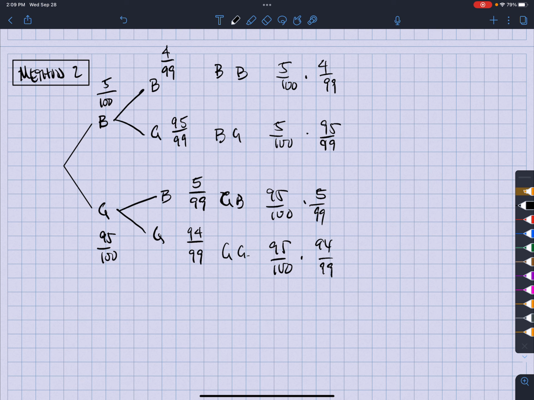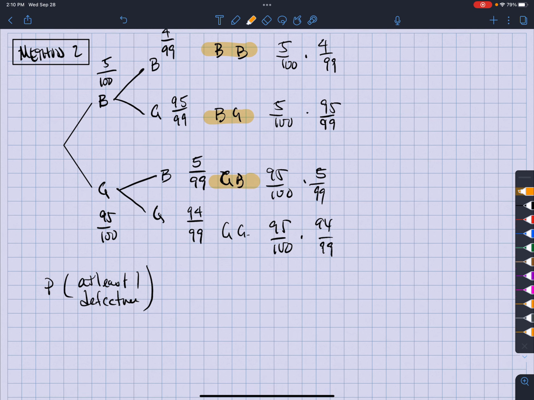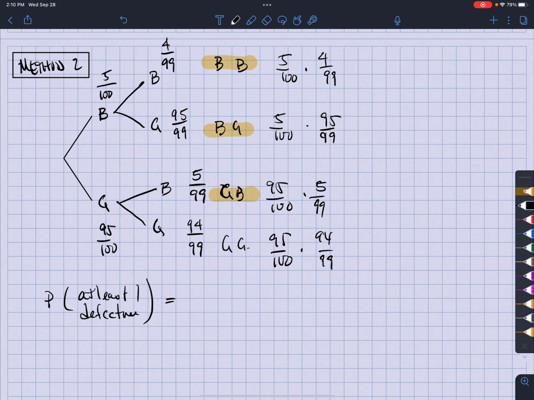So again, we're looking for the probability that at least one is defective, right? So at least one, bad, bad has at least one that's defective. Bad, good has at least one that's defective. Good, bad also has at least one that's defective. Good, good is the only one that doesn't have any defective ones, so we don't choose that one. So that means here I would say, okay, that's equal to the probability of bad, bad plus the probability of bad, good plus the probability of good, bad.